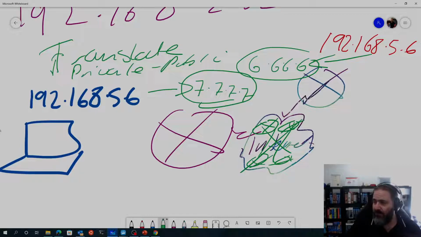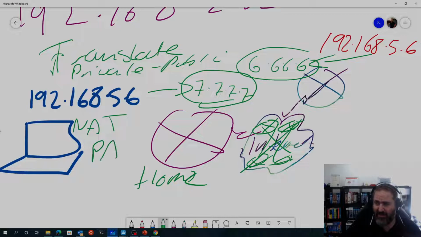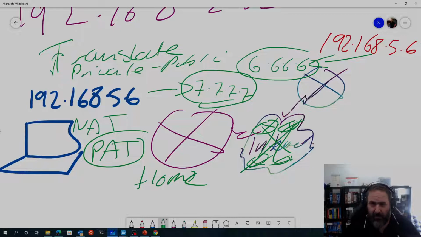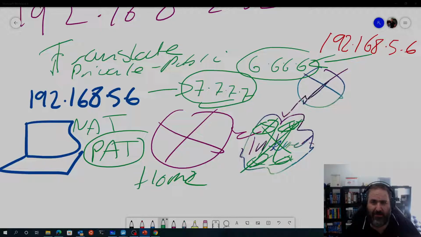On our routers here, our home router, it's doing the translation for us. It's using a NAT table. Now, technically, it's actually PAT that we're using, but a topic for another time. So that's a little bit more in depth for that.